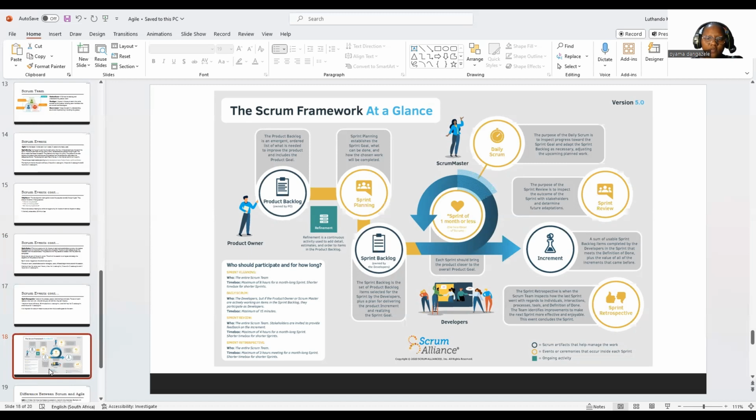This sort of gives you, on a high level, the Scrum framework. If you want to look at it at a glance, this is most probably the best picture that you can look at. It talks to everything that I have articulated in this video.